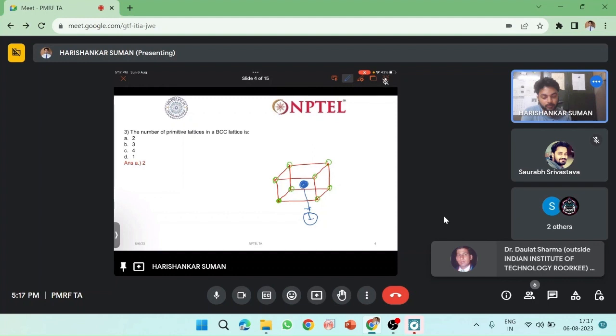A: lengths a, b, c are equal and alpha, beta, gamma angles are 90. B: lengths a, b, c are not equal and alpha, beta, gamma are equal and equal to 90. C: a equal b equal c and alpha, beta, gamma not equal. D: a equal b but not equal to c, alpha, beta equal to 90 and gamma not. So what will be the answer? This is a simple question. You should remember.